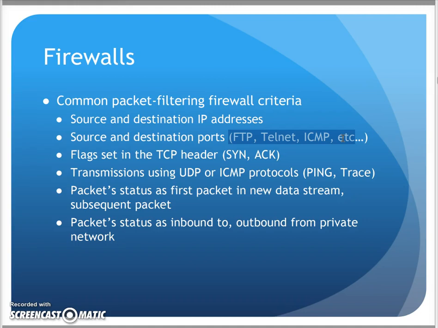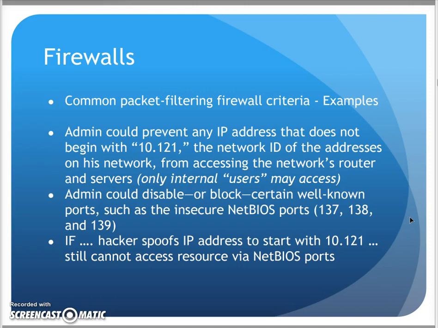Flags are set in the TCP header. Certain types of flag fields are permitted or denied. Certain protocol ports are permitted or denied, etc. So there are different criteria that can be filtered, very much like our access lists. They give you some common packet filtering firewall criteria examples, and this leans right back on the access lists we talked about before. If you're trying to connect from a network it doesn't recognize, no, go away.